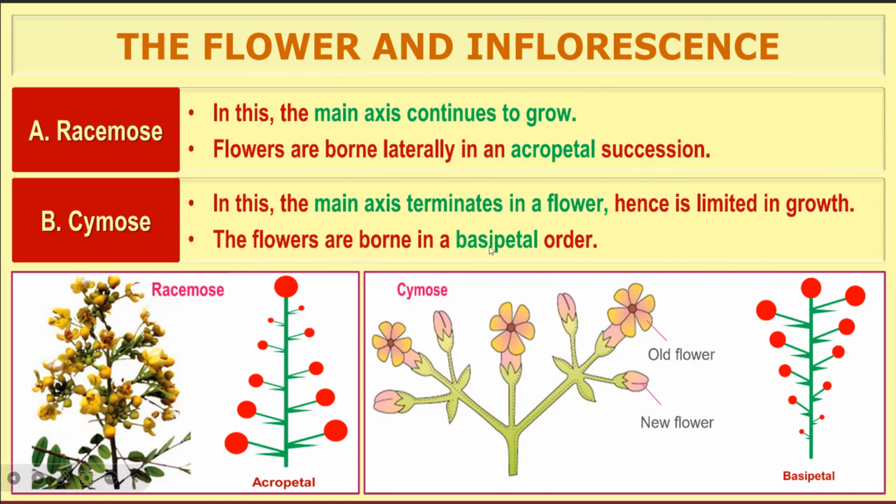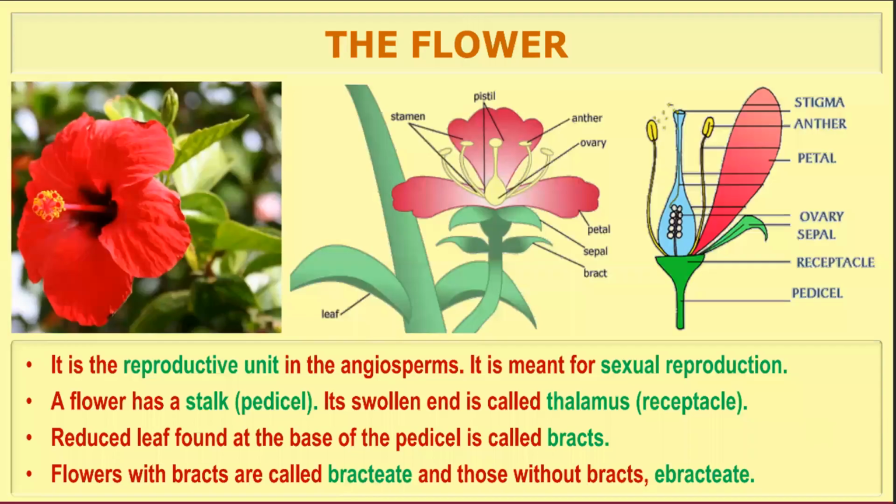The flowers are born in basipetal order. You can see here, based on the shape and size, these are the older flowers, and the younger flowers will be at the base. That is called basipetal. Okay, what we have done, next.